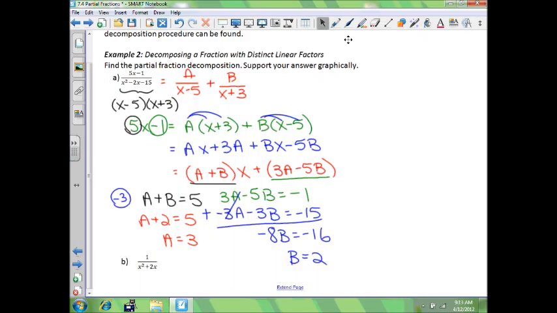to 3. So once you have your value for A and your value for B, we can put it back into our original equation here. So we'll have 3 over x minus 5 plus 2 over x plus 3. So really, 5x minus 1 over x squared minus 2x minus 15 is equal to 3 over x minus 5 plus 2 over x plus 3.